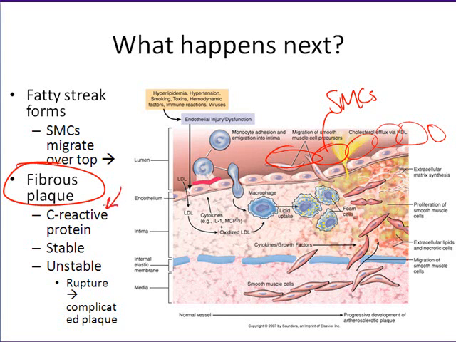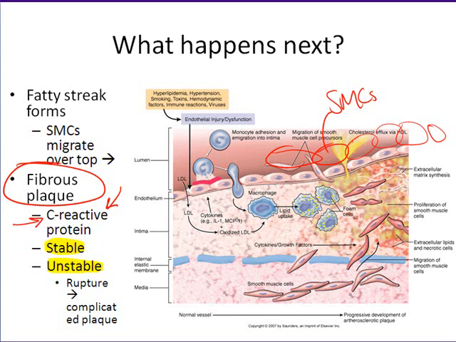And this fibrous plaque, by the way, is what partially contributes to these high C-reactive protein levels that are indicative of inflammation. Now, fibrous plaques can be of two varieties. They can be stable or they can be unstable. Stable means that they don't change over time. They remain relatively unchanged.